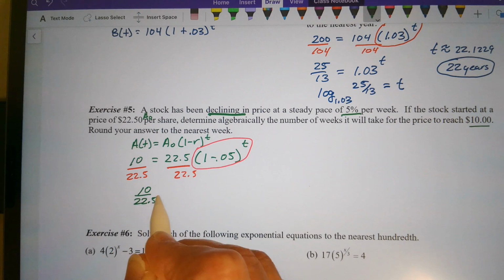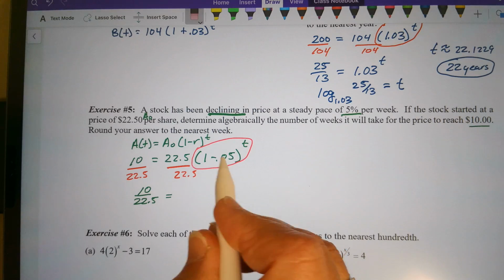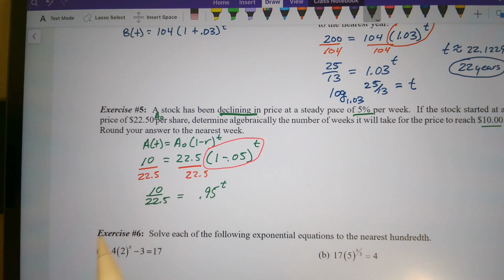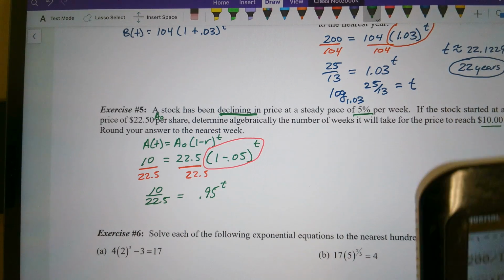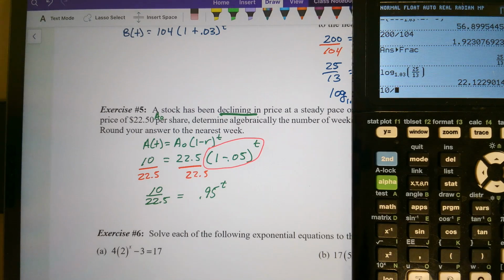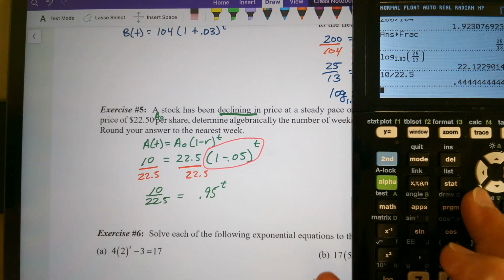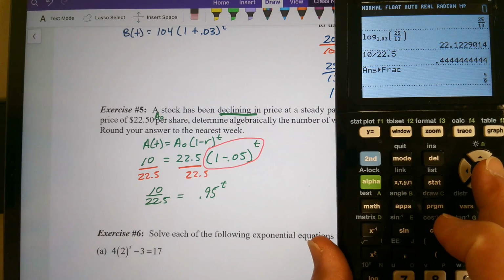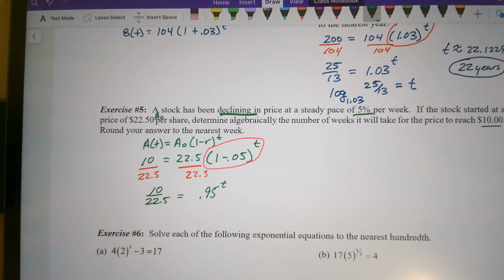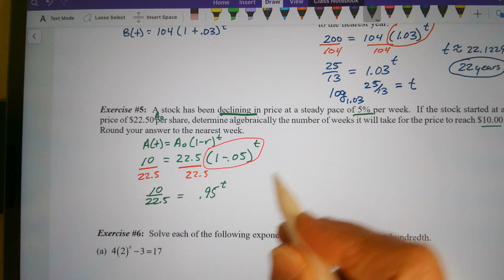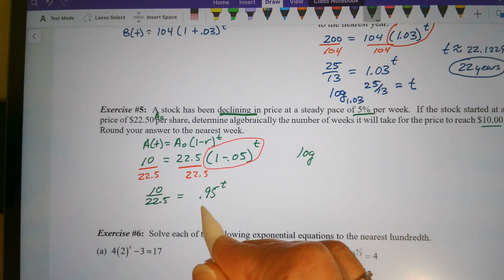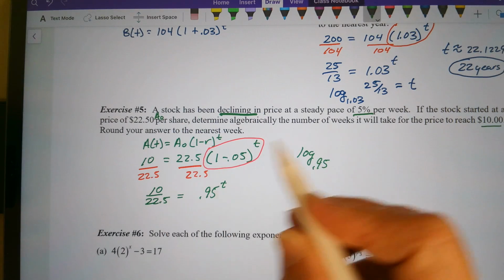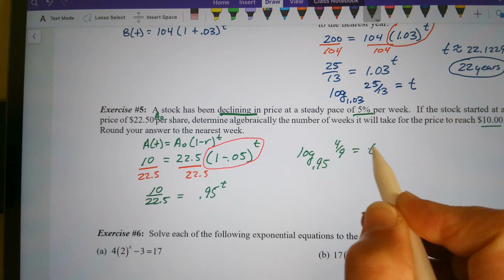10 divided by 22.5 equals 1 minus 0.05 inside parentheses here, which is equivalent to 0.95, to the t. And switching to log form, just going to check, 10 divided by 22.5 is equal to that. Math frac that. That's 4/9. Log base 0.95 of 4/9 equals t.